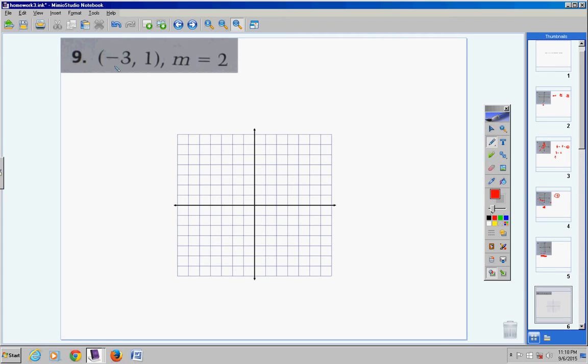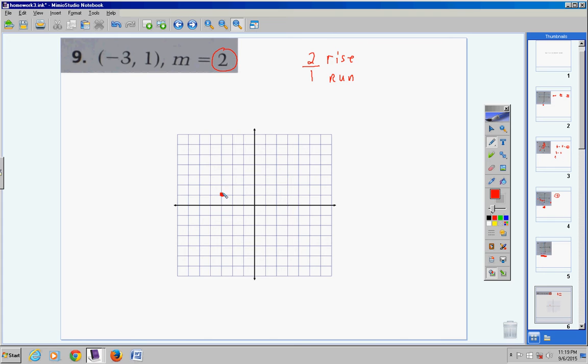Now, go to negative 3, 1. So negative 3, positive 1 right there. Now from that point, we've got a slope. The slope is 2. Got it? We can put 2 over what? 1. So my rise number is what? 2. What is my run number? 1. Look at it again. Your slope is 2. And 2 can go over 1. So there's your rise and run.